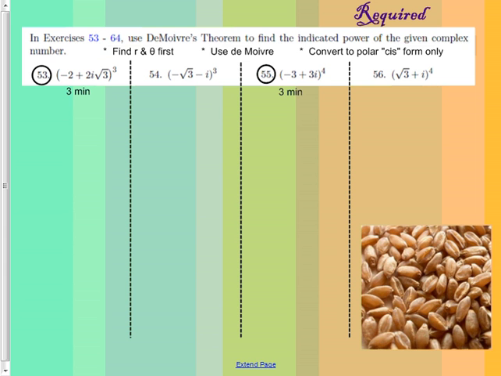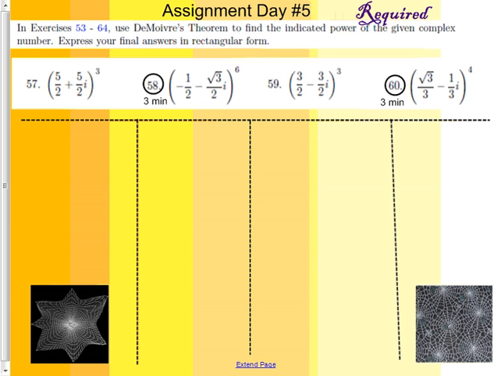I assigned you day 5, which is right there. I assigned you this one. If you haven't already done it, first you put it in cis form. And all you had to do on this one was get it in cis form and then do De Moivre on it, which means drop that 6 power down onto the cis form.